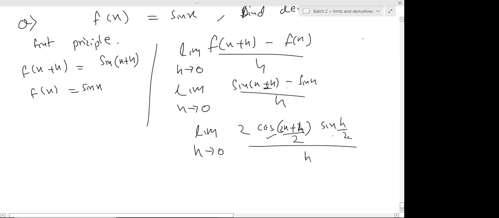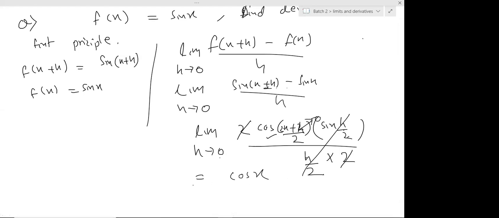So now to get the standard formula, what we can do is divide by h by 2 and multiply by 2. So this becomes 1 now. This 2 and 2 is cancelled. All right, now put the value of h as 0. Then 2x upon 2 is only x. So the answer is cos x. This is how we know that the derivative of sin x is cos x. This is called first principle. Very important. All right, note it down.